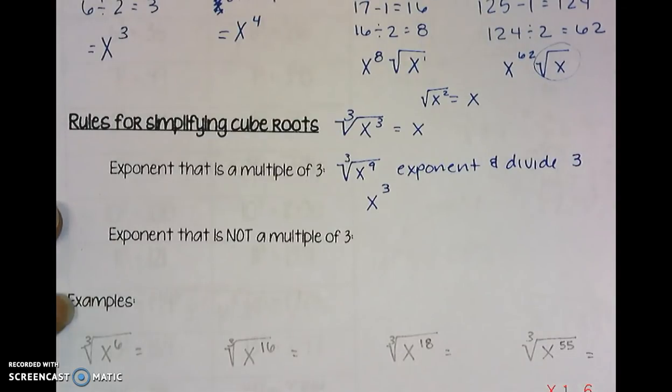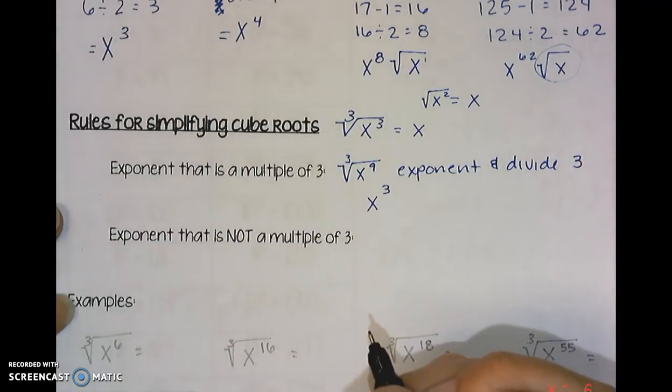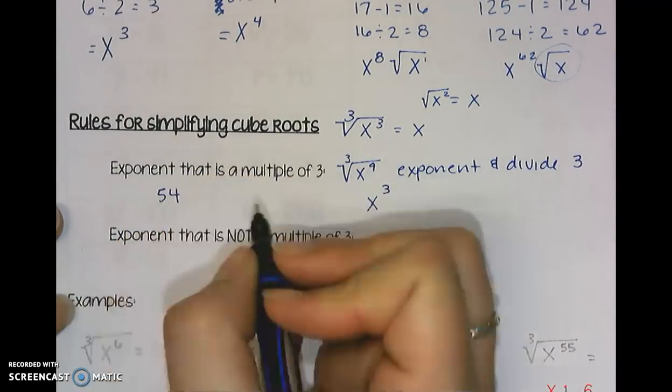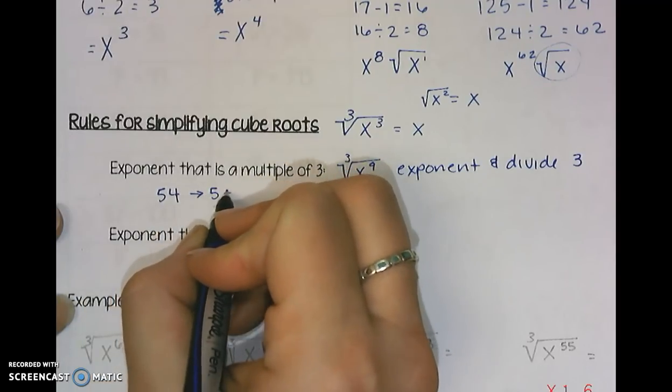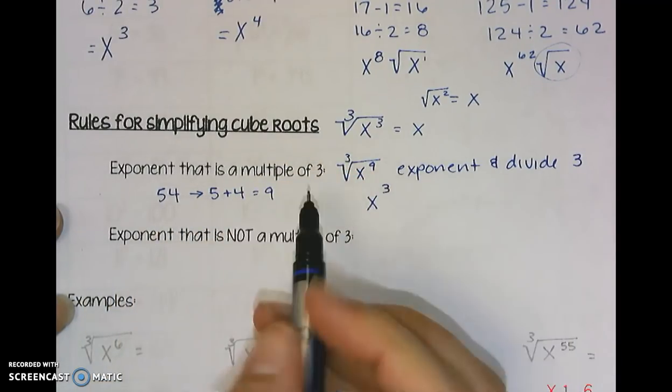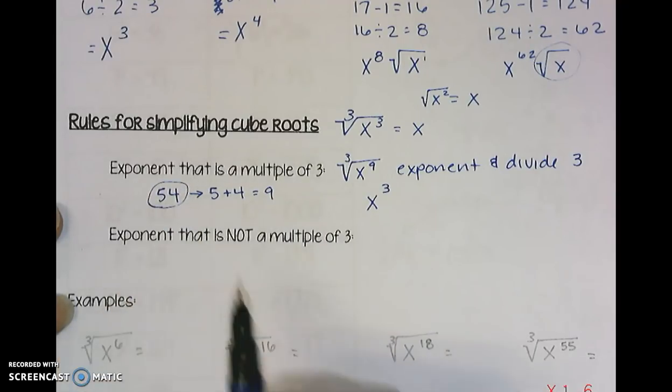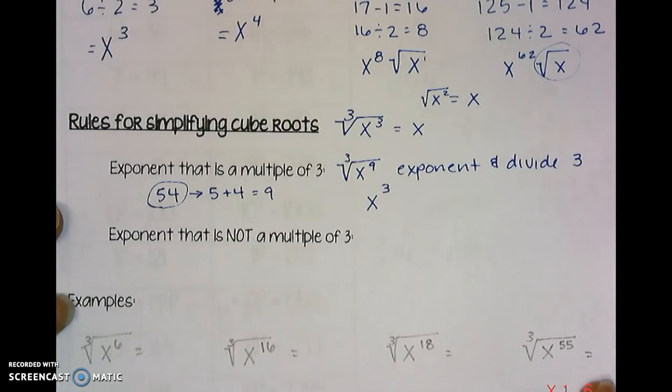Remember, you can tell if a number is a multiple of 3, or if it's divisible by 3. So here is your divisibility rule. If you take a number, let's take 54, and break that up into 5 plus 4, that equals 9. Can 3 divide evenly into 9? Yes. So therefore, 3 divides evenly into 54. So that's a little divisibility rule trick that you can do.